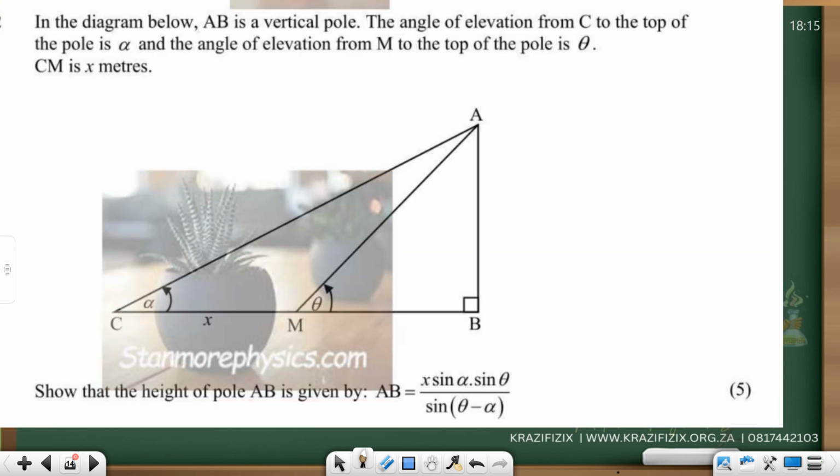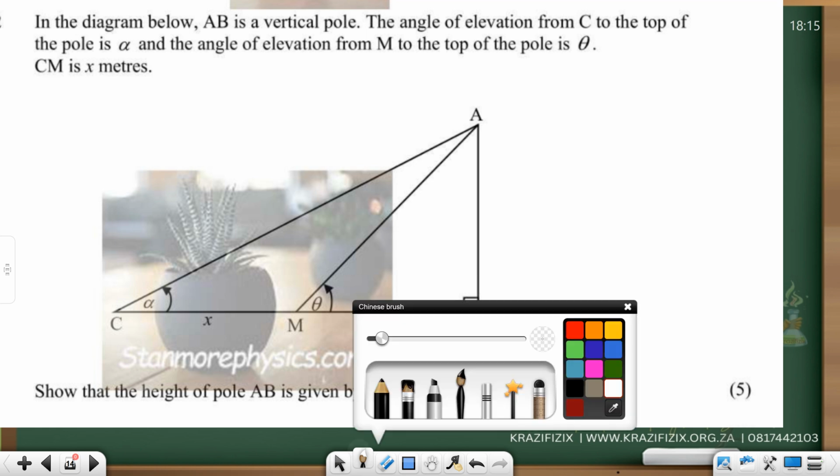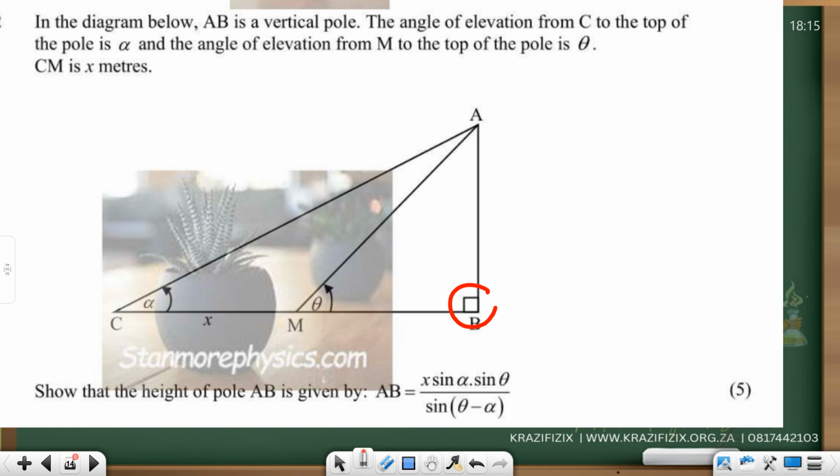Okay. All right, let's look at this question quickly. 5 marks, not so difficult. In the diagram below, AB is a vertical pole. Did you see that? Already there's a 90 degrees there. And this examiner is kind by showing us that. The angle of elevation from C to the top of the pole is alpha. You see, don't read as if you're reading English. Pause, look at the diagram. That's my alpha. And the angle of elevation from M to the top of the pole is theta. CM is X meters. All right.